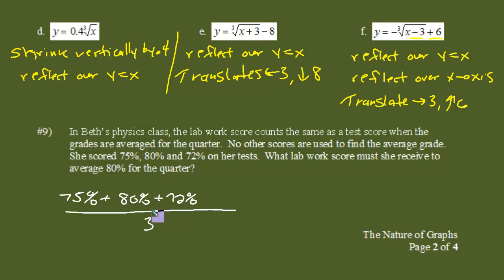So it's a situation that we have here, but then she's going to take one more test. So what is she going to get on this test? We don't know. So we'll call that an X. So off to the side, X says what lab score must she receive. So X is the lab score. That's the lab score that she needs. Well, now we're adding 4 numbers here, not 3. So its denominator should not be a 3, but it should be a 4. And these should average, she wants an 80%.